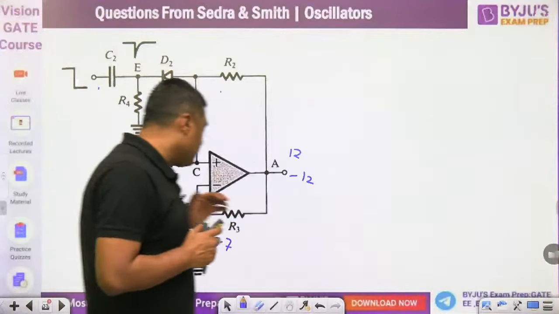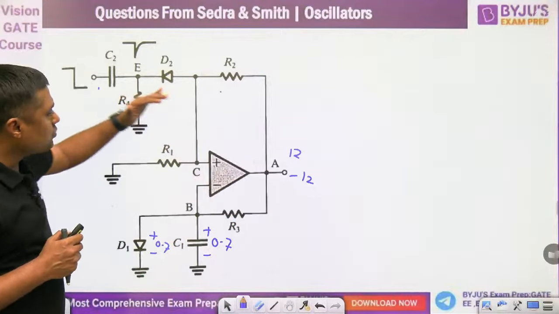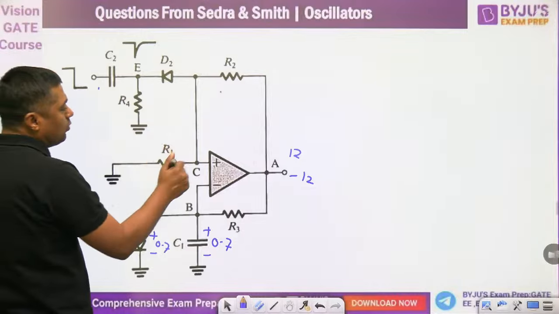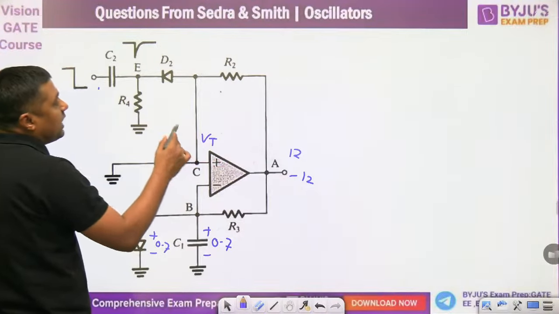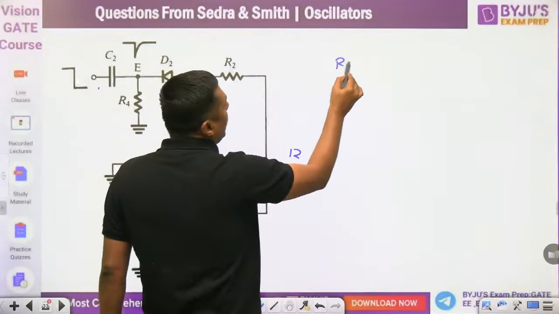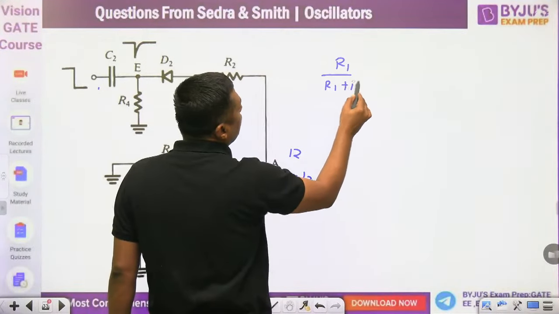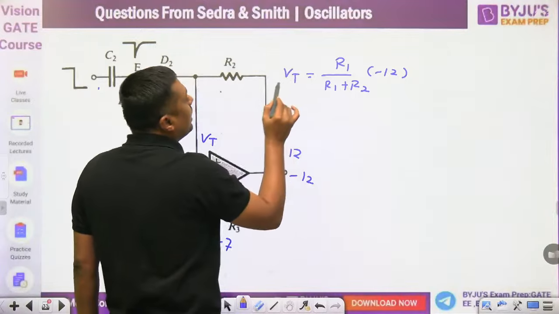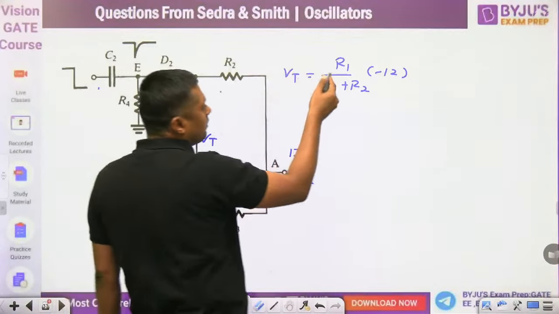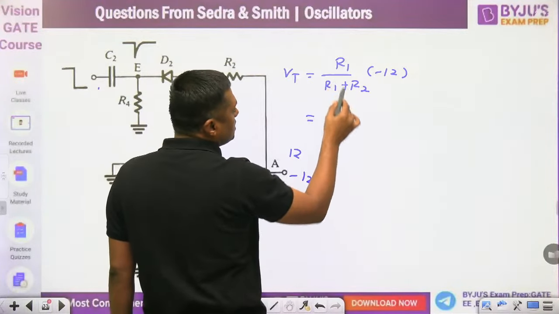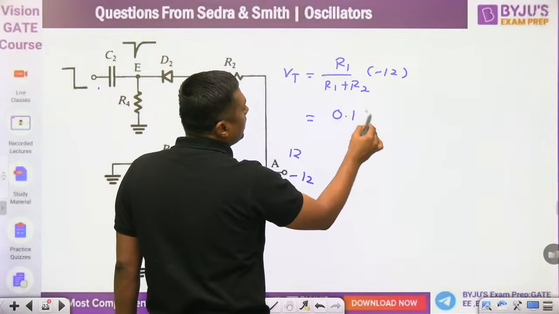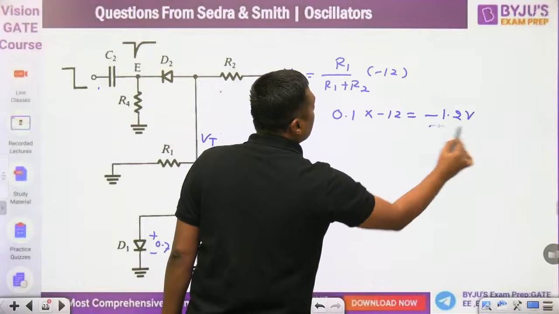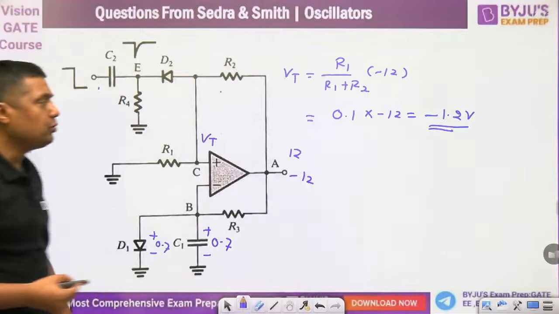Suddenly, when we give the signal, the output will switch from plus 12 to minus 12. And at this point, the threshold voltage will become Vt, that is R1 upon R1 plus R2 into minus 12. This is called the new value of the Vt. Already we have found R1 by R2 and beta. Beta is given as 0.1, into minus 12. So what is the threshold voltage? Minus 1.2 volt.